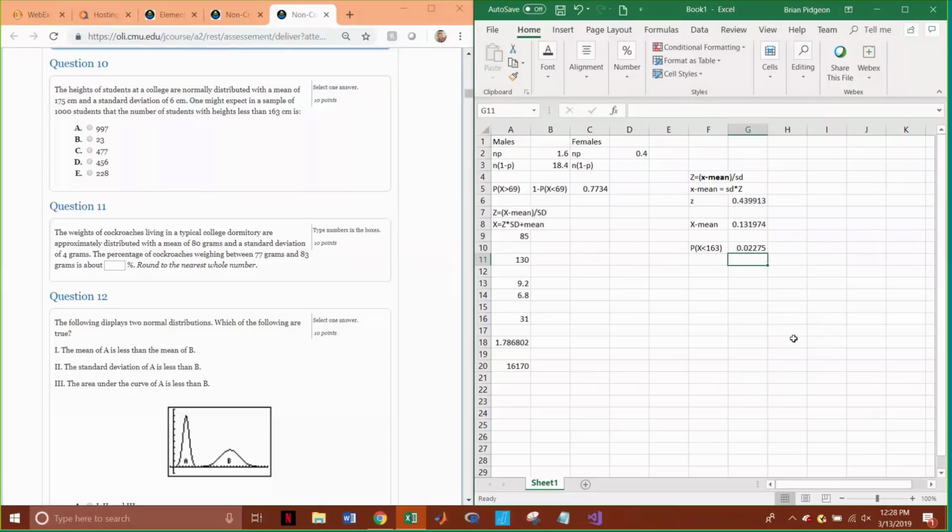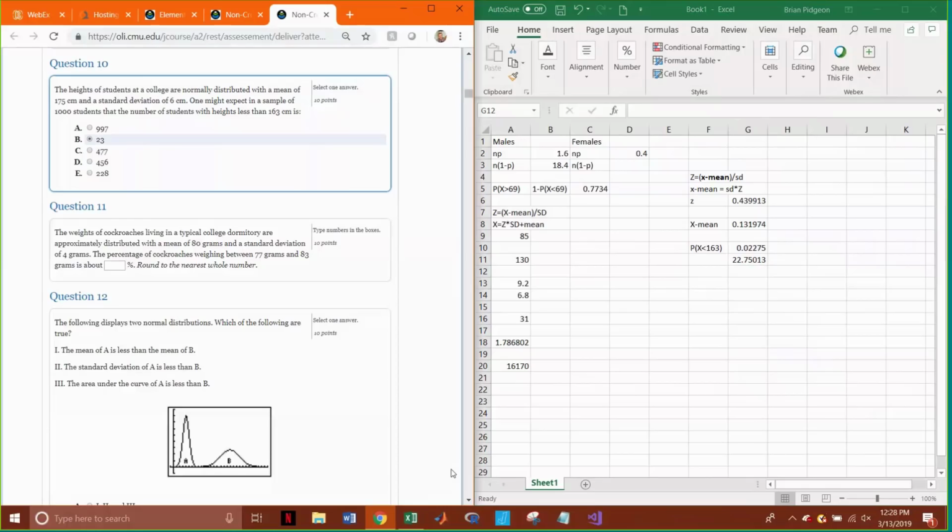Now, that's not the question. It says, in a sample of 1,000, how many would we expect? Well, we just take the value of 1,000 and multiply it by the probability. And so we get 1,000 times this probability is 22.75, which we round up to say, all right, I would expect about 23 people.